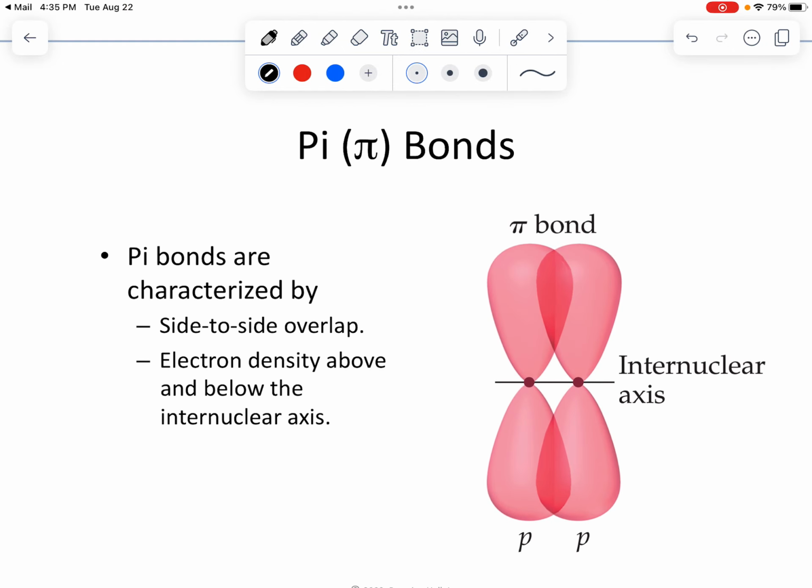So then what's the other option? If there's not head-to-head overlap, what else is possible?